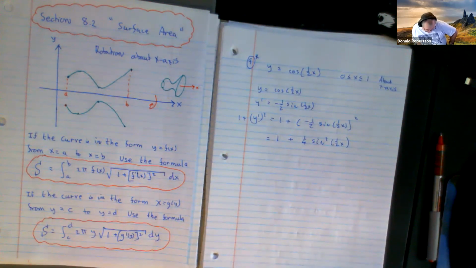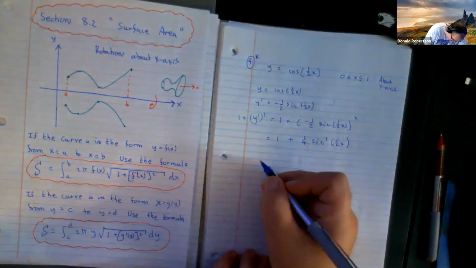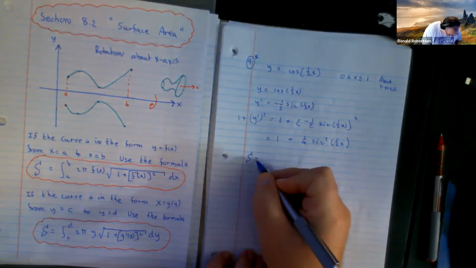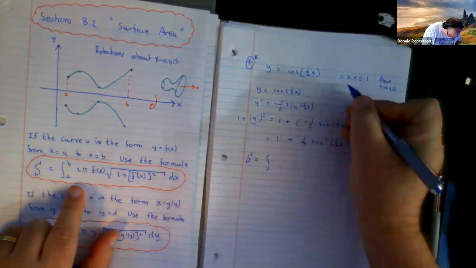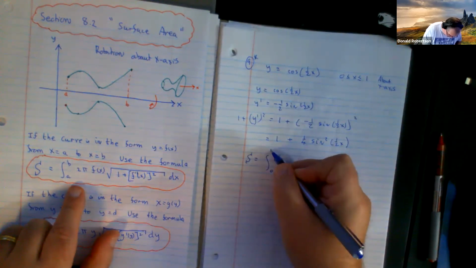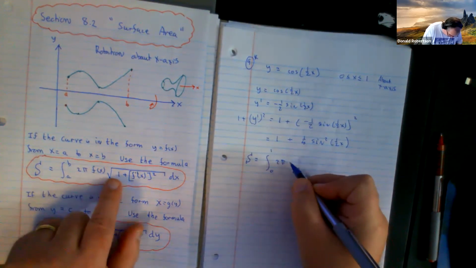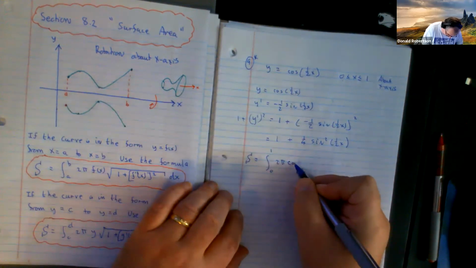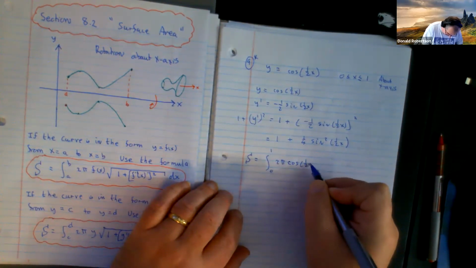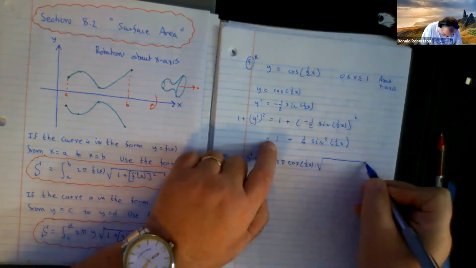And I could, I guess, try and play about with that, but let's not. Let's just leave it alone. So the surface area should be the integral from 0 to 1 of 2 pi cosine of 1/2 x times the square root of this guy dx.